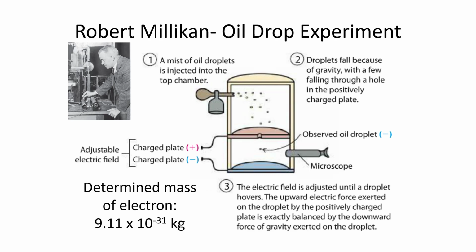Then along came Millikan, because we really wanted to figure out the exact mass, not just a ratio of the mass of the electron. So Robert Millikan proposed the oil drop experiment. What he does is look at number one. Number one is where you take a mist of oil droplets and they're getting injected into a chamber.